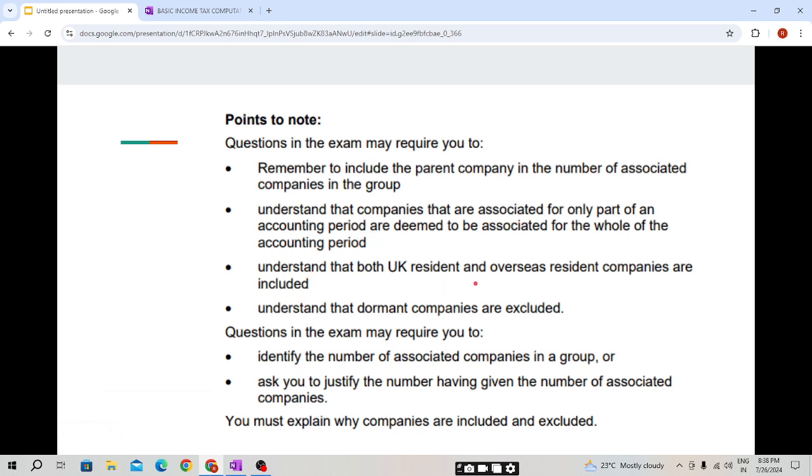Understand that both UK resident and overseas resident companies are included. So either UK resident or overseas resident will be included. UK companies or overseas resident companies will be included in the associated companies. Understand that dormant companies are excluded. So dormant companies will be excluded. Dormant companies means the companies which are not carrying out any trade or any activity.